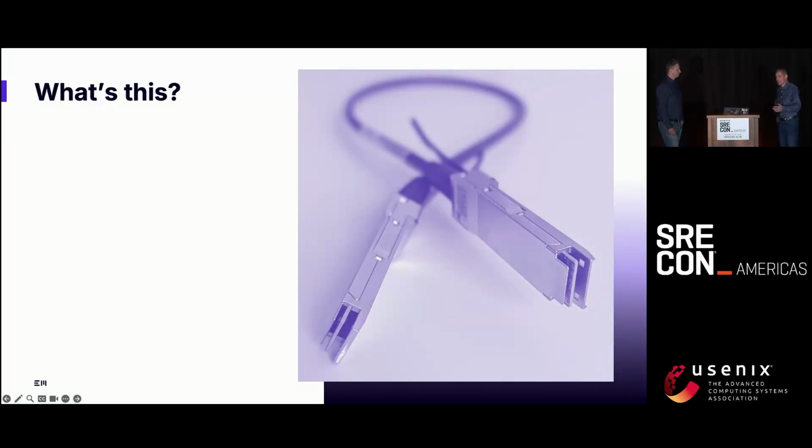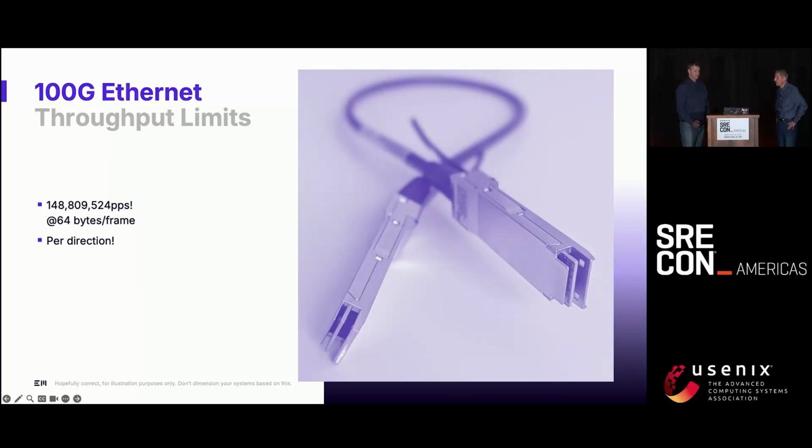Hey, Steffen, what are we looking at? That's a direct attached copper cable with QSFP28 connectors. Help me understand, please, what that means. Maybe a pretty short 100 gig network cable. 100 gig? That's a lot. Yeah, actually that's 148,809,524 packets per second at a minimum size in both directions.